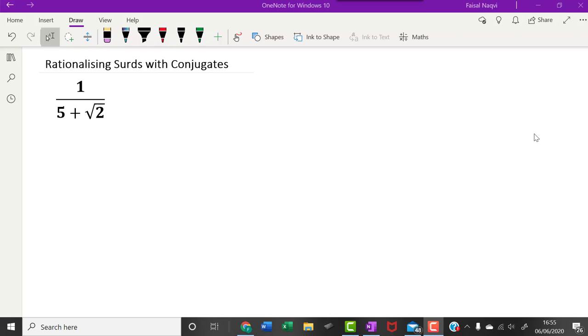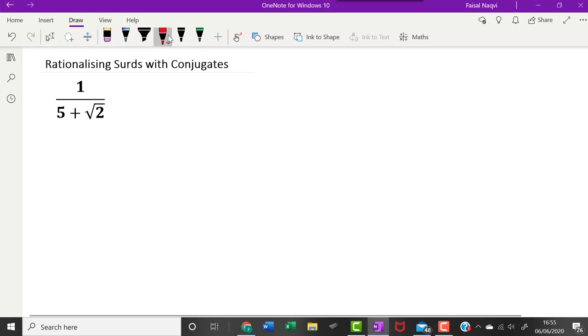In this question, we have rationalising surds with conjugates. We have 1 over 5 plus root 2. In order to rationalise this, we have to get rid of the square root from the denominator. So what I have to do is multiply by the conjugate. Now, the conjugate is the same numbers but the opposite sign. So instead of 5 plus root 2, I multiply by 5 minus root 2.